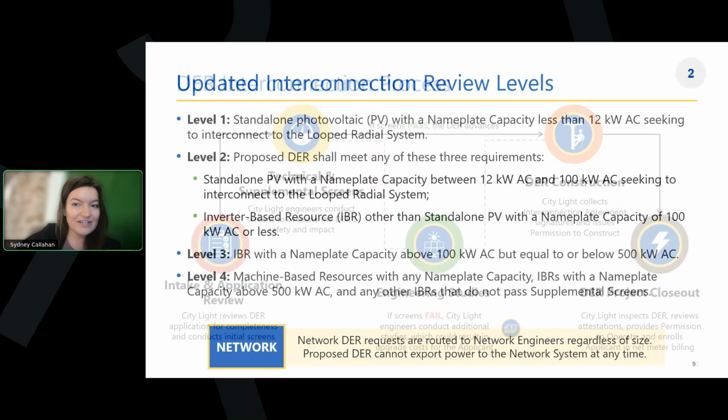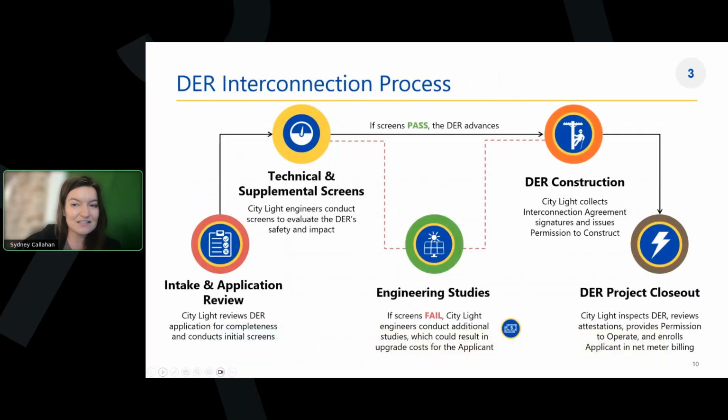All right. This next slide is going to show the full interconnection process divided into 5 phases. So we're going to talk about each of these phases today. That's really going to be the bread and butter of today's webinar. But at a high level, all DER applications start with an intake and application review process. And assuming that the application is complete and includes all of the necessary supporting materials, which we'll talk about today, the application will then advance to technical and supplemental screens.